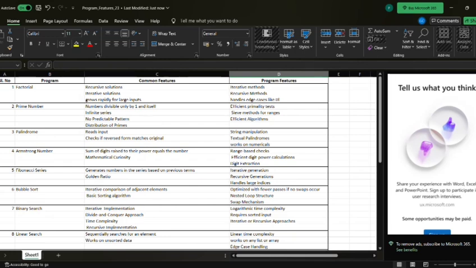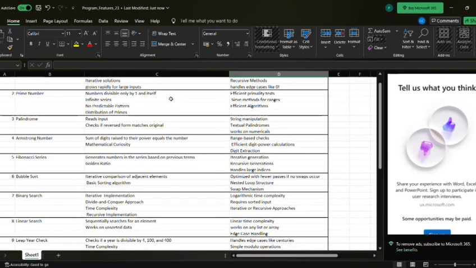1. Factorial recursive solutions. Factorial is often demonstrated using recursion, where a function calls itself to calculate the factorial of smaller numbers. Iterative methods: factorial can also be calculated iteratively using loops, which can be more efficient for large numbers too.